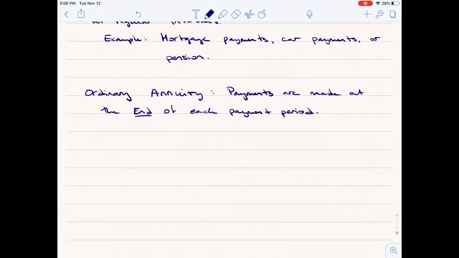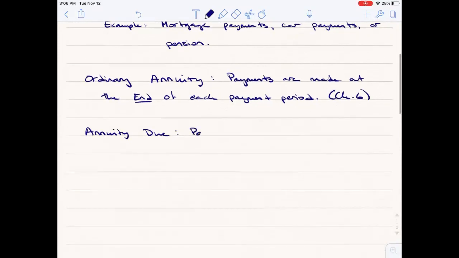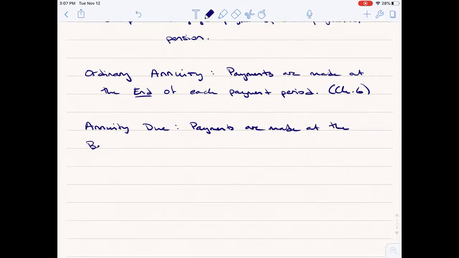So if we break it up into chapters, this is chapter 6. And then the flip side, we can have an annuity due. And that's when the payments are made at the beginning of each payment period. Which is what we're going to get into in chapter 7.